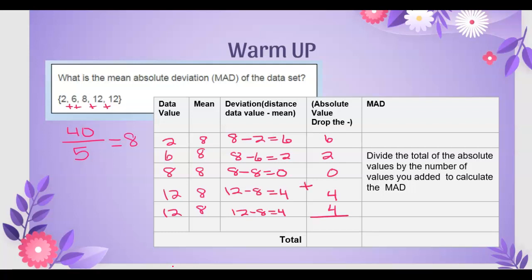So 6 and 2 is 8, and 8 and 8 is 16. And I had 5 data points, so I divide that by 5. My MAD, my mean absolute deviation, is 3.2. Okay, there we go. Nice and low. So that means I can be confident in my data.